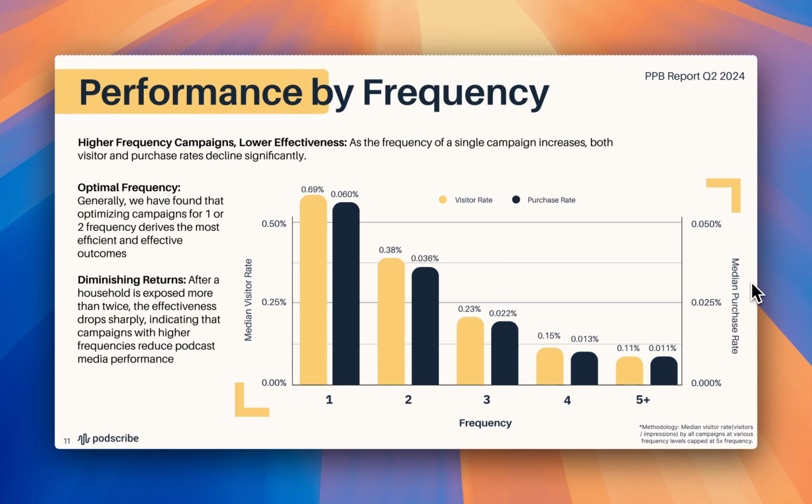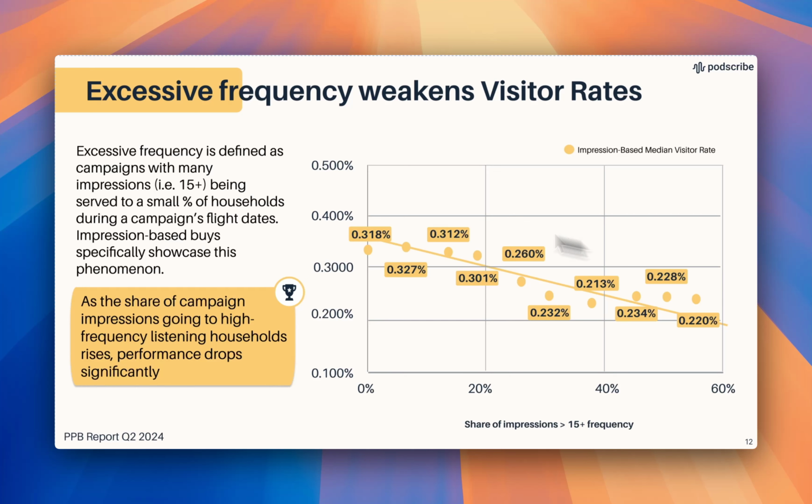So we think that this is a very important underlying theme throughout the entire benchmark report. It is very clear to us that as the share of impressions for a given campaign goes into the excessive frequency bucket, which we define as 15 plus frequency, you see the degradation of results pretty dramatically.